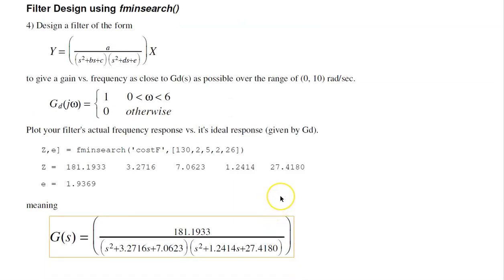Problem 4 looks at designing a filter. In the next homework assignment, we'll be designing a Butterworth or Chebyshev filter. With fminsearch in MATLAB, I don't need to know anything about filter design. I can let fminsearch design it for me. So here what I want to do is come up with a filter of this form. This is as close as possible to an ideal low-pass filter with a corner at 6 radians per second.